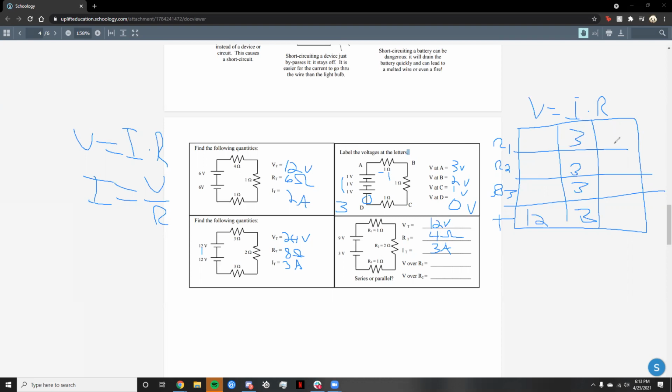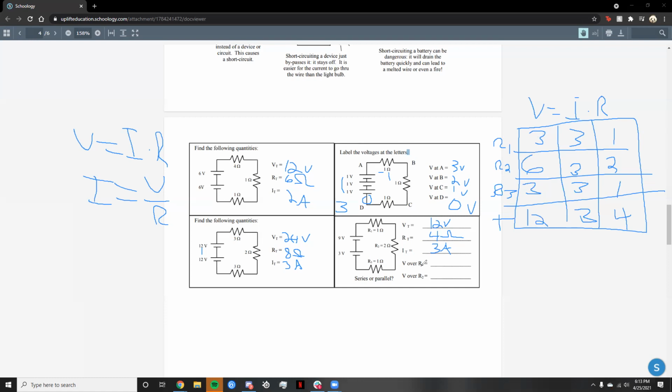Resistor 1, resistor 2, and resistor 1. That total is 4. And so what's 3 times 1? 3. 3 times 2, 6. 3 times 1, 3. And that's how we figure out this chart.